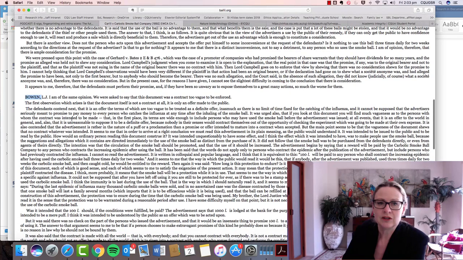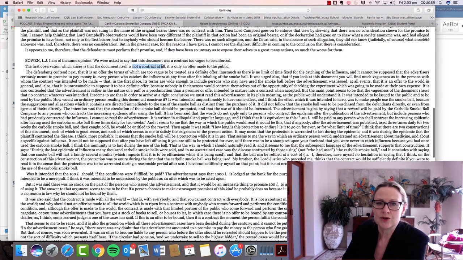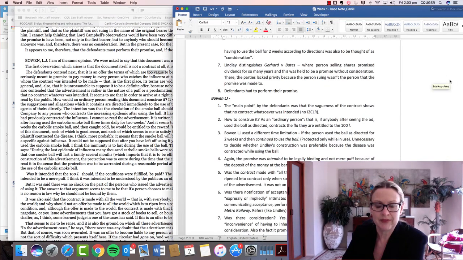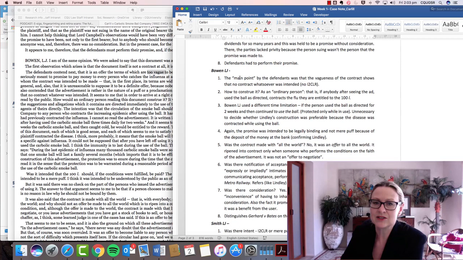Okay, and here, first observation: it's not a contract, it's just an offer made to the public. Well, he kind of dismisses that out of hand. The defendants contend next it's an offer of terms that are too vague. Okay, I think we've heard that before. Lindley said something about that. Okay, main point made by the defendants: vagueness of the contract.